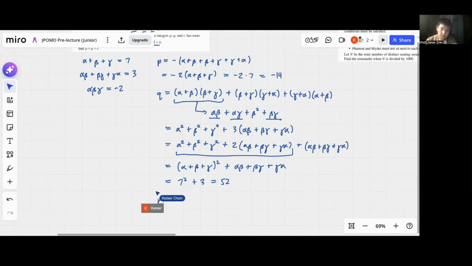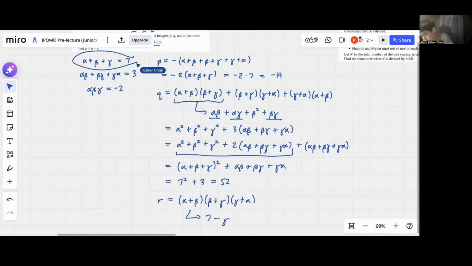Okay. Notice that an easy way to evaluate this is to notice that we can rewrite alpha plus beta as 7 minus gamma. Why is that? You can get it from here. Just subtract gamma from both sides, right? And so using this, we can rewrite this entire expression in a way that's more manageable for us. So that is 7 minus gamma, 7 minus beta, 7 minus alpha.